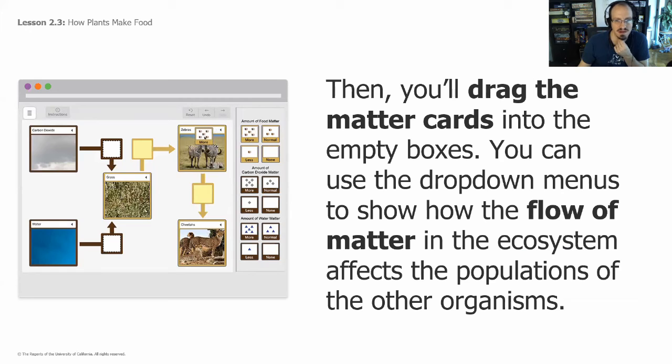So you can use the drop-down menus to show how the flow of matter in an ecosystem affects the populations of the other organisms as well. You think there's going to be more zebras, less zebras, a normal amount of zebras, and the same with cheetahs.